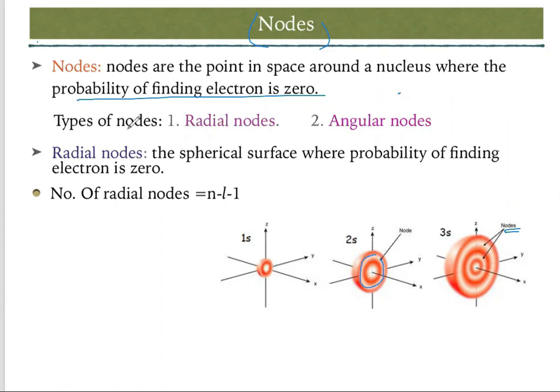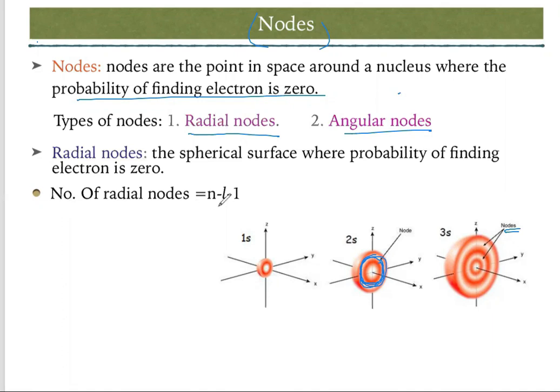Talking about the types of nodes, there are 2 types: one is the radial node, another is the angular node. First, radial nodes. This is the spherical surface where the probability of finding an electron is 0. It talks about the total surface like this. You see, this space is nothing but a total areal surface, or you can say it is a spherical surface. The spherical surface is known as a radial node.